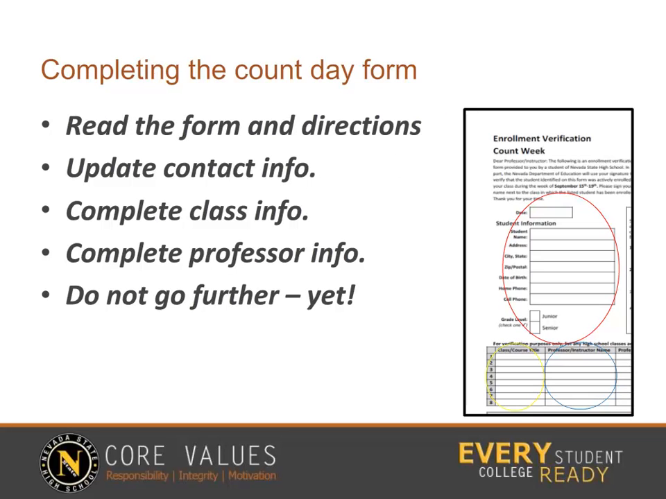The first thing you'll do is prepare your form typed or neatly written for completion. Be sure to read the form to ensure you are aware of the important information listed. Complete the top section seen here circled in red with all of your updated contact information, and don't forget your grade level. Next, write the actual names of your classes in the column labeled class/course title, as indicated in the yellow circle. To finish preparing your form, write your professors' names on the form.